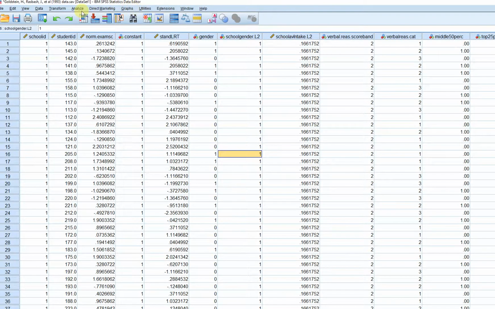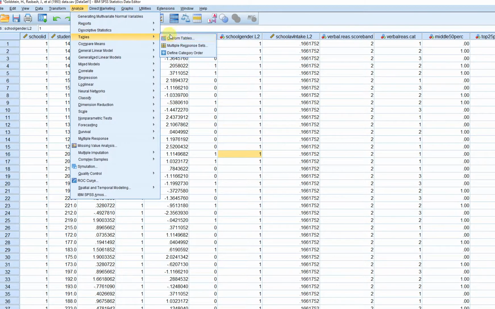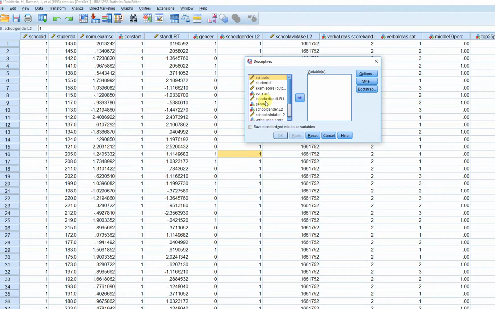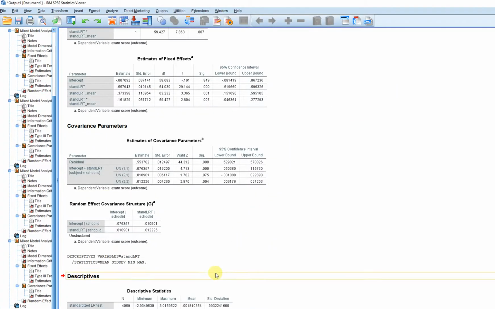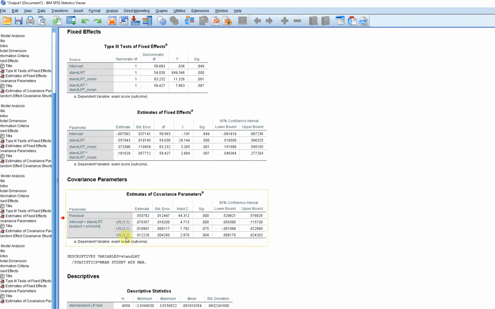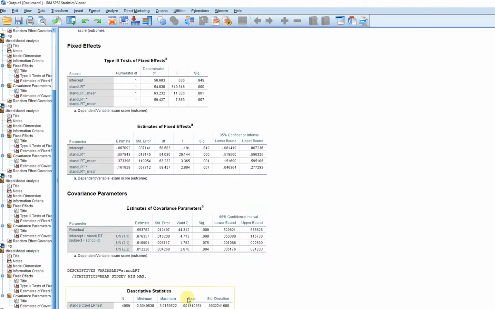What I need are the descriptive statistics for the level 1 predictor, which is student London reading test scores. So I'm just going to generate descriptives here and then add in standardized London reading test scores. That's my predictor variable. Under options, I've got my mean and standard deviation. There they are, the mean and standard deviation.